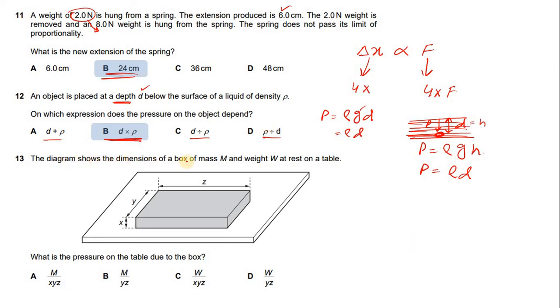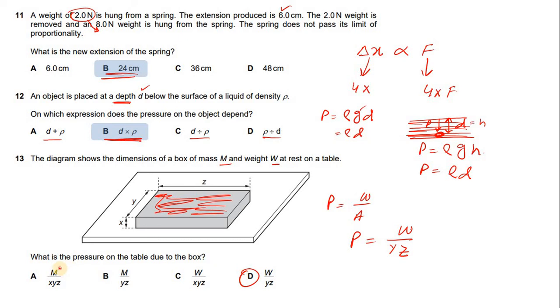The diagram shows the dimensions of a box of mass M and the weight W at rest on the table. What is the pressure on the table due to the box? Remember, for a solid object placed on a horizontal surface, the pressure is weight divided by area. Because weight is the force of the object applying on the horizontal surface, and area in this case is the area of this flat surface. So P is equal to weight divided by Y into Z. This is the expression for the pressure, which is D.